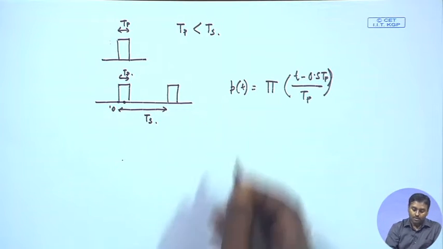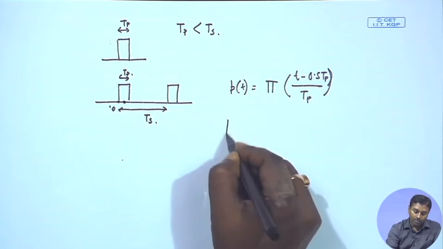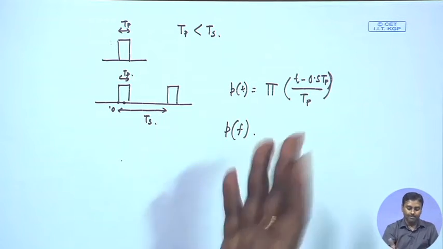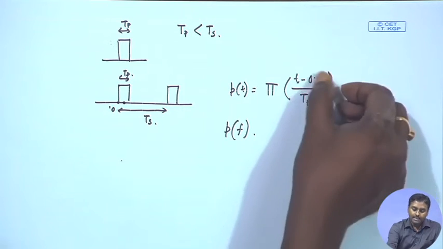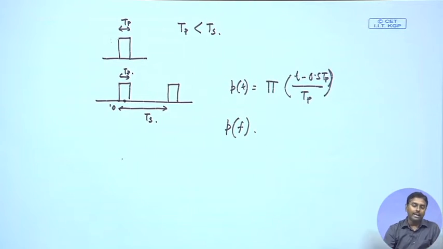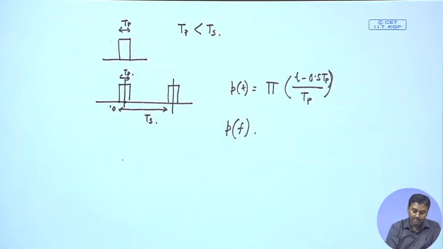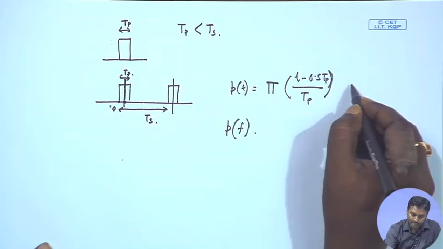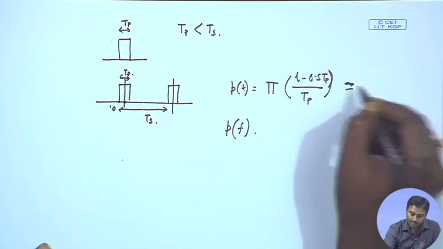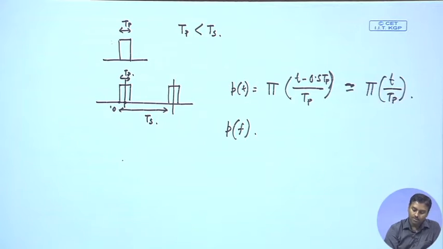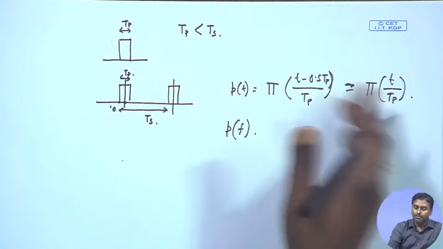Immediately, for a box function I can always generate the corresponding P f. This is something we can always do. How do I get that P f? This is just a delay, so you can even ignore that. If I describe my pulse like this, I can as well write it as pi t by T p.